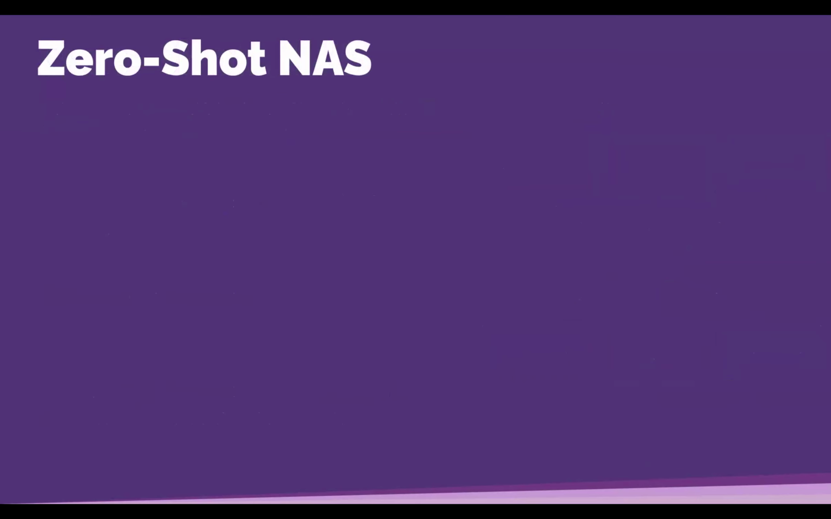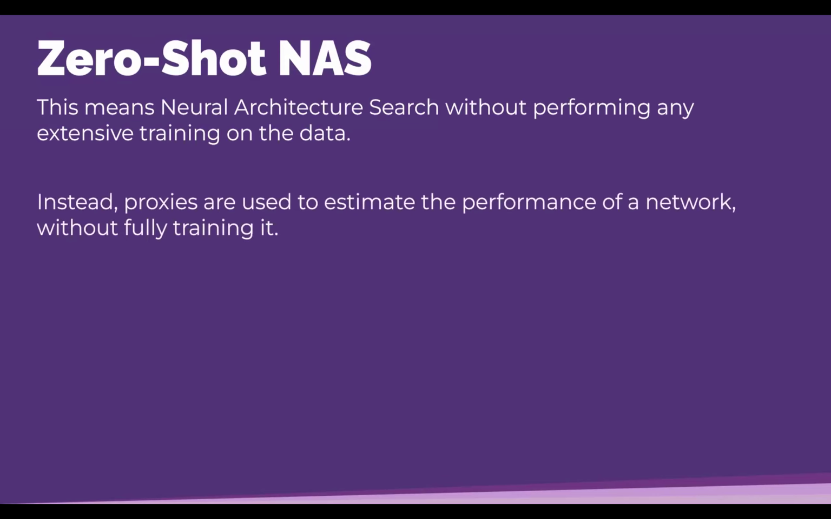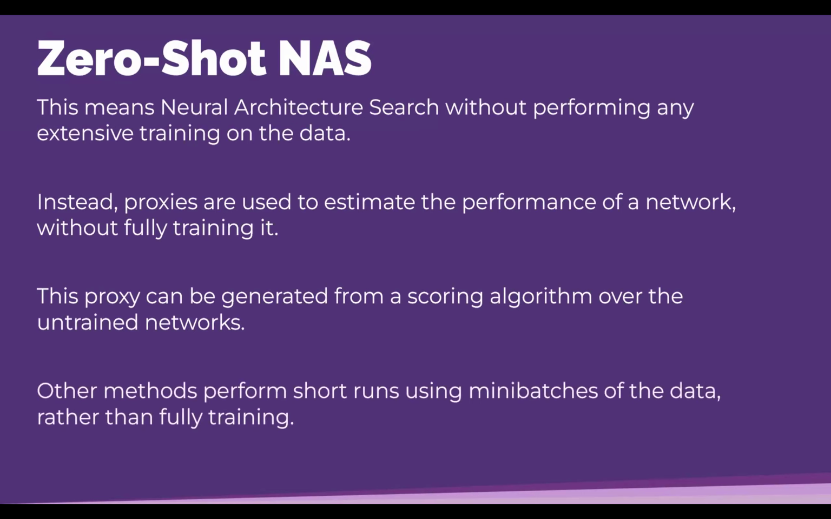Next, another concept very similar to one-shot NAS is zero-shot NAS, and this effectively means NAS without training. You don't run a training loop, or at least not a full one. Instead, proxies are used to estimate the performance of a network without fully training it. This proxy can be generated from some sort of algorithm which scores the untrained networks. This is the example in the paper called NAS without training, funnily enough. Other methods sometimes perform short runs on mini batches of the data set, only for a couple of epochs, rather than fully training it.